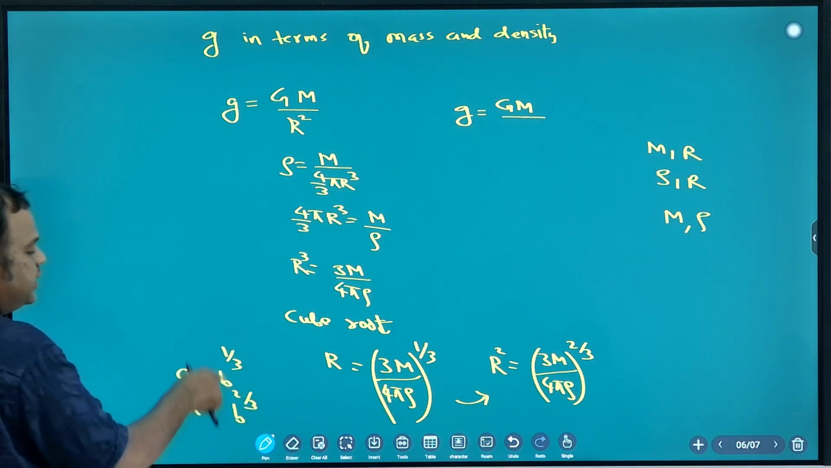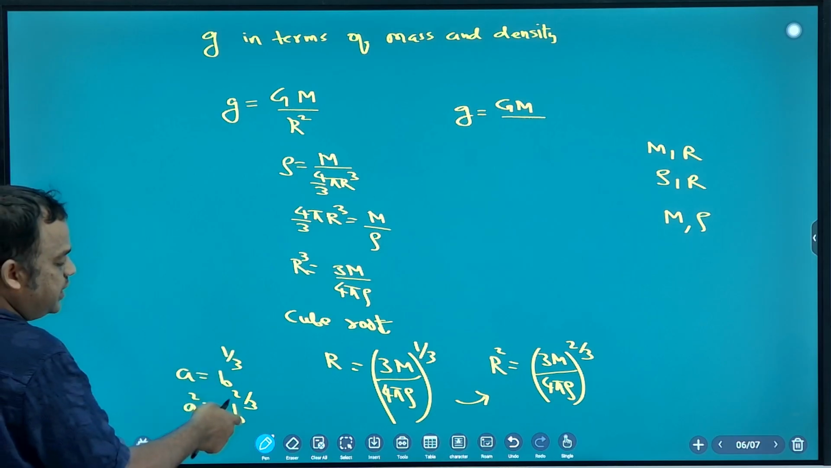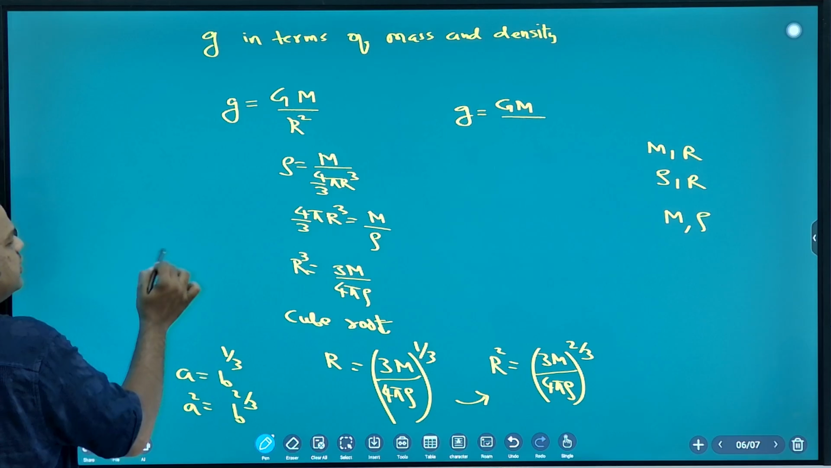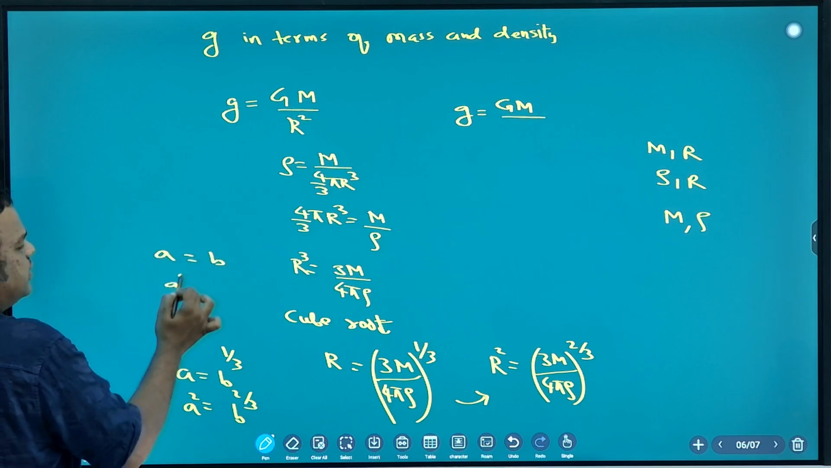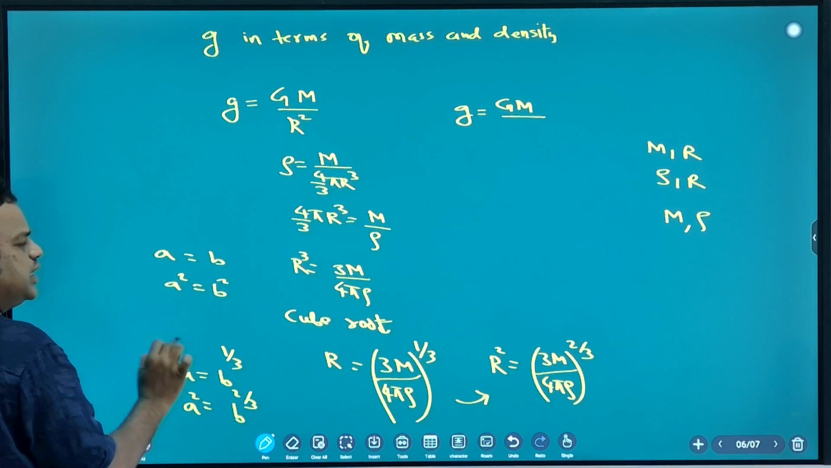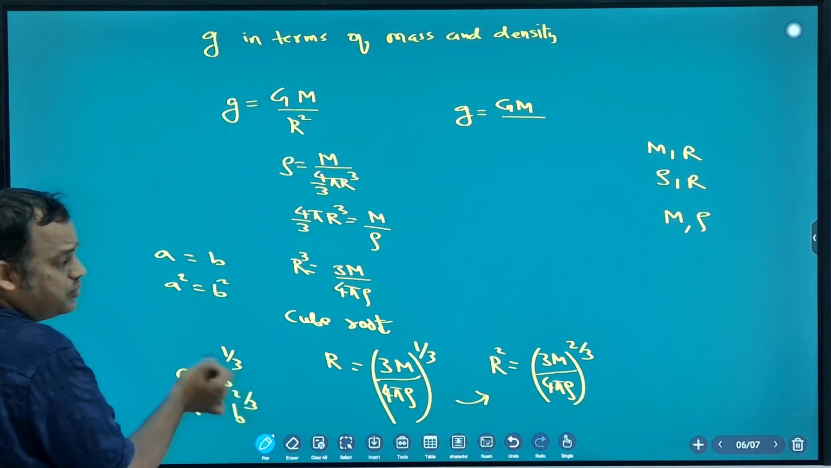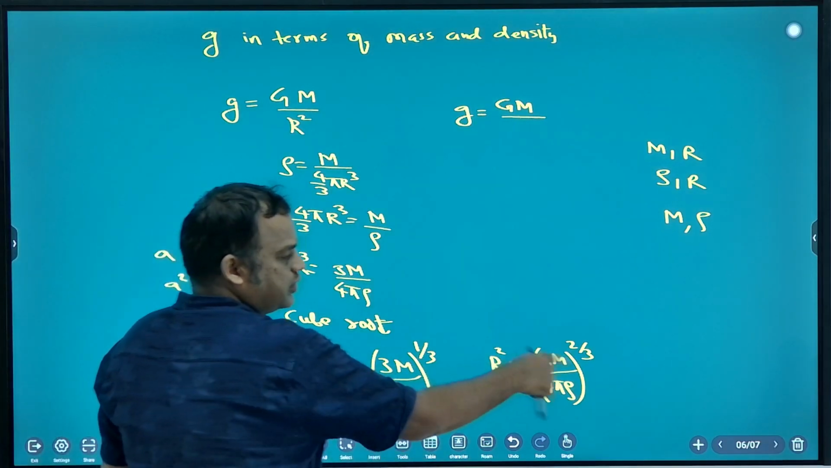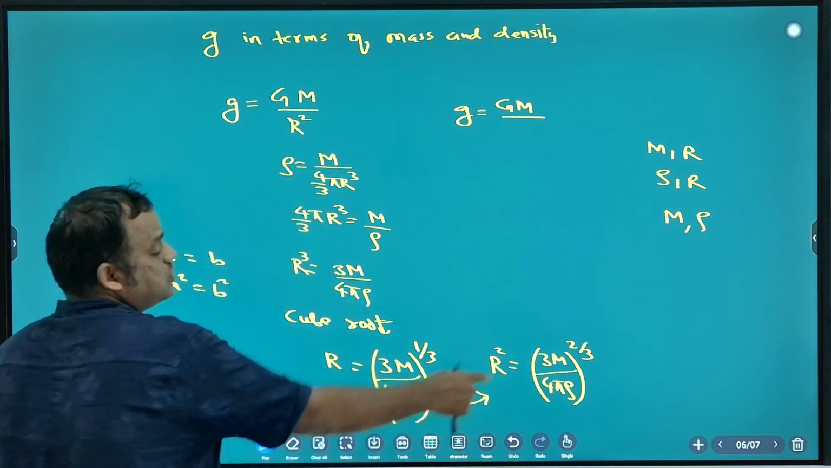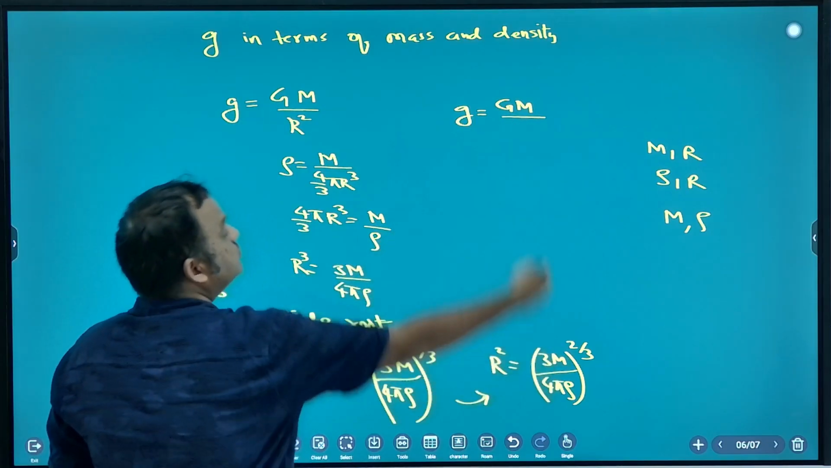If a is b raised to 1 by 3, then a square is b raised to power 2 by 3. Right or not? Suppose a is equal to b, so a square is equal to b square. If a is equal to b raised to 1 by 3, a square is b raised to 2 by 3. Are you getting it or not? So this is r square, you put it here.